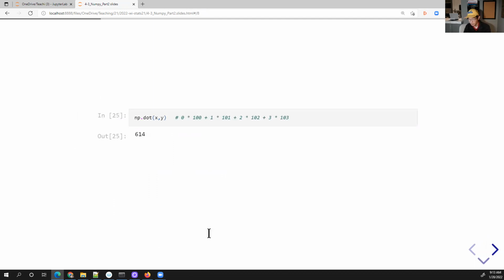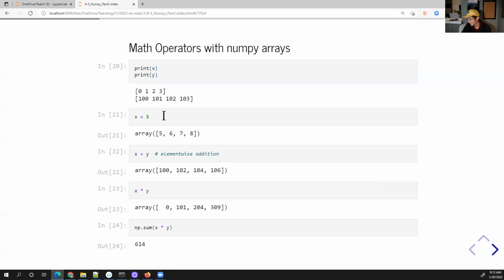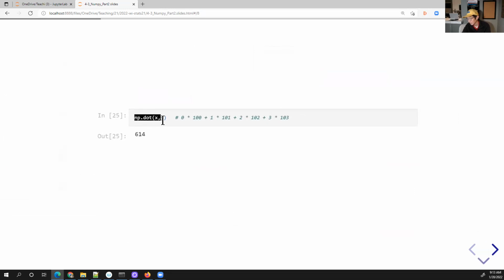You can do the dot product of two vectors, or if you think of your one-dimensional arrays as vectors, then the dot product is pretty much that you take the elements, multiply them together, and add them up. It's the same thing as multiplying x times y element-wise and then adding them up, and that would give us the dot product. That is what you get when you apply it to two vectors or two one-dimensional arrays.